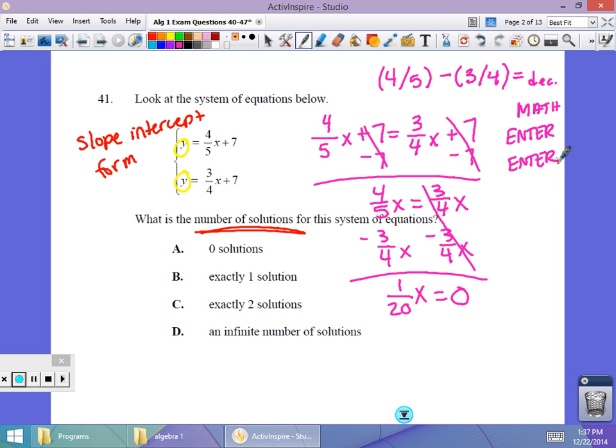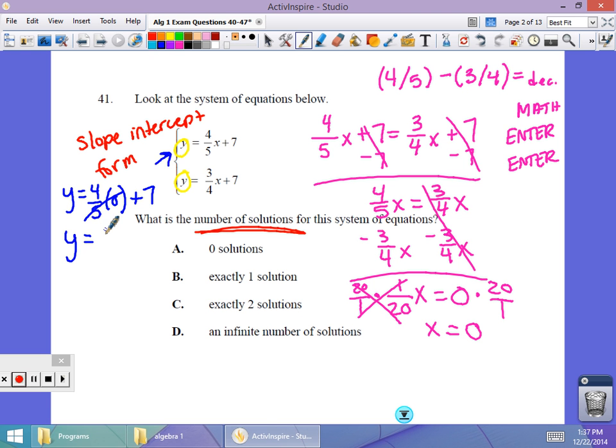So since I have 1/20 x, I'm going to multiply by the reciprocal to cancel them out. X should equal 0. If x equals 0, I need to plug that back into one of the equations. I'm going to plug it into the top. y equals 4/5 times 0 plus 7. Anything times 0 is 0, so y equals 7. My point for the solution is (0, 7). That is 1 point, so that means I have exactly one solution. So B is your answer.